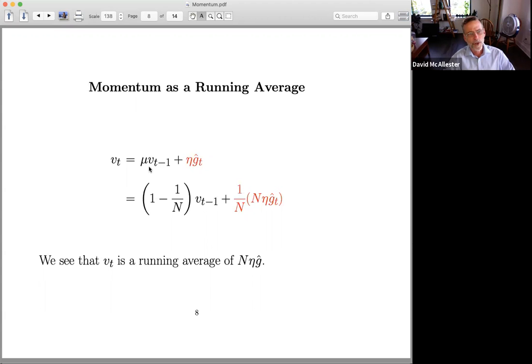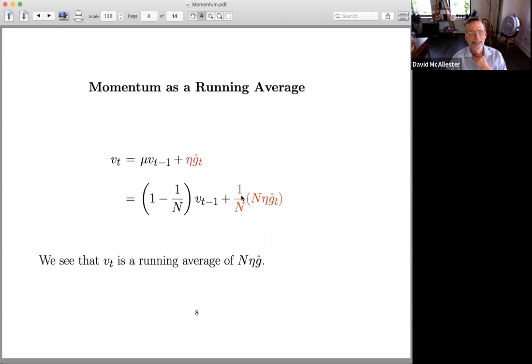So I'm going to try to reformulate momentum as a running average. This is the velocity equation we saw in momentum. I can rewrite this mu as 1 minus 1 over n. That's just a different way of writing mu. And if I do that, and I want to make this a convex combination of something, I simply multiply and divide by n. And now I can see that Vt is a rolling average of n times eta gt.